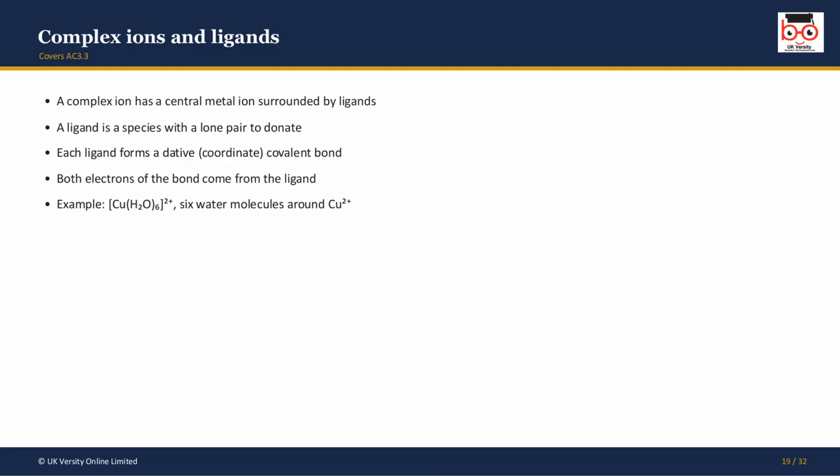Now to complex ions, which are behind the colours of these metals. A complex ion is a central metal ion surrounded by a set of ligands. A ligand is any species with a lone pair of electrons to donate, and each one forms a dative or coordinate covalent bond to the metal, where both electrons of the bond come from the ligand. A textbook example is the hexaaqua copper 2+ ion, which is 6 water molecules arranged around a central copper 2+.